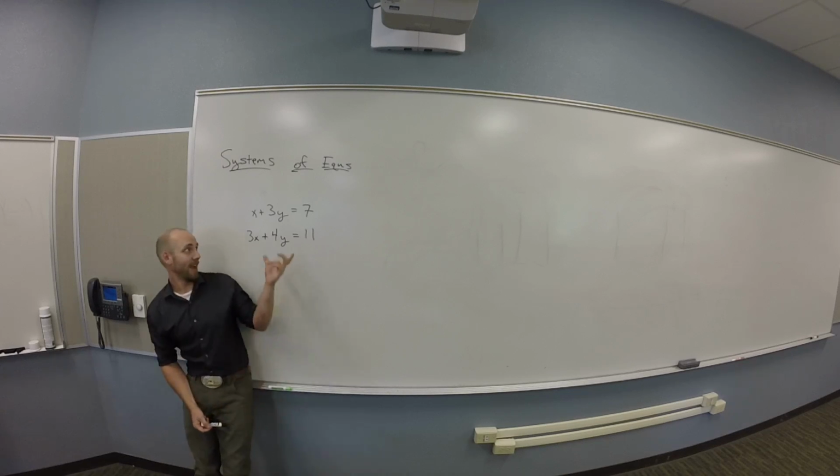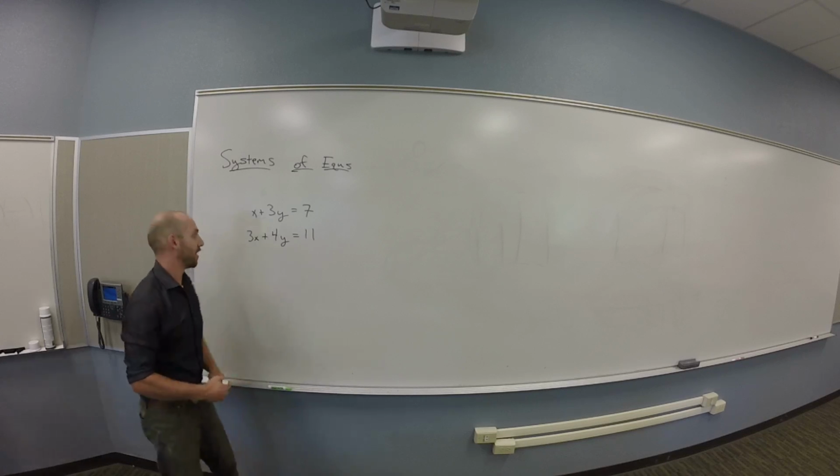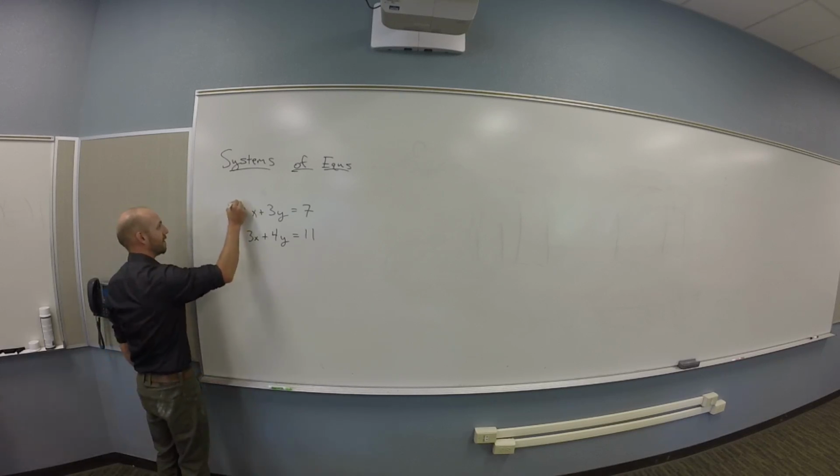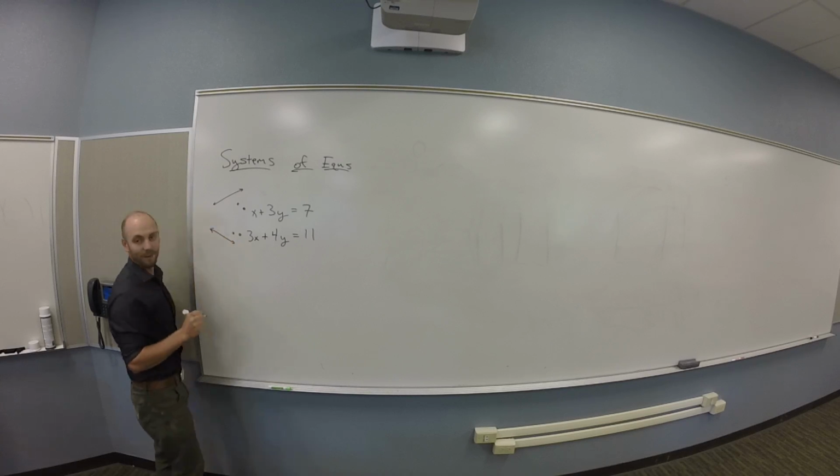Okay, so this, taken as one object, is a system of equations, right? These are linear equations in two variables. What does that mean? They're lines. So this object in your head, this guy here should be some kind of line. This guy here should be some kind of probably different line, right?